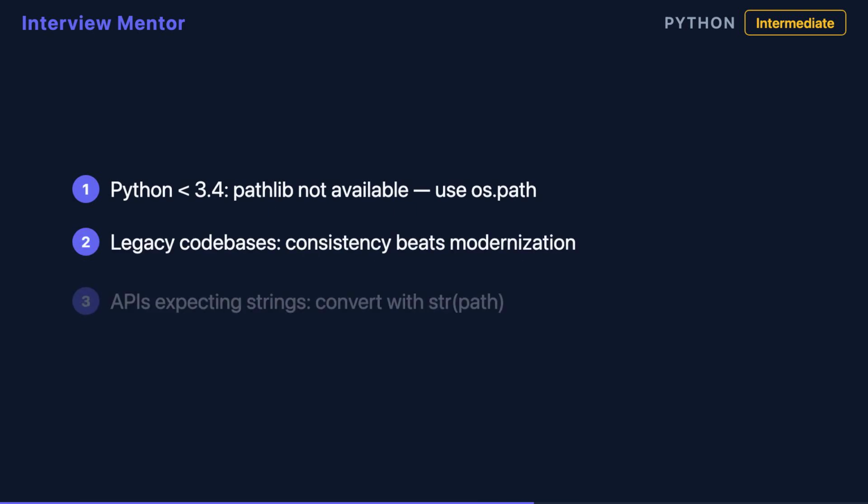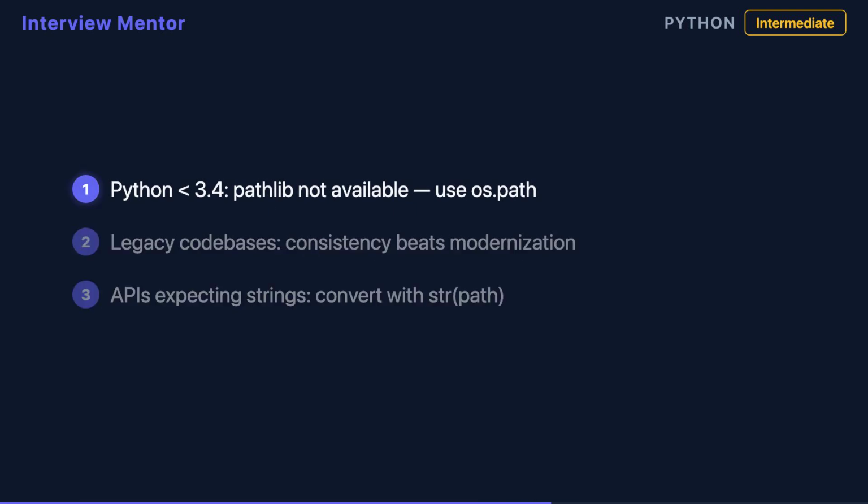The main reason to stick with os.path is compatibility. Pathlib arrived in Python 3.4, so any code targeting 3.3 or older requires it. In large legacy codebases, keeping style consistent often outweighs the benefits of modernizing individual functions.